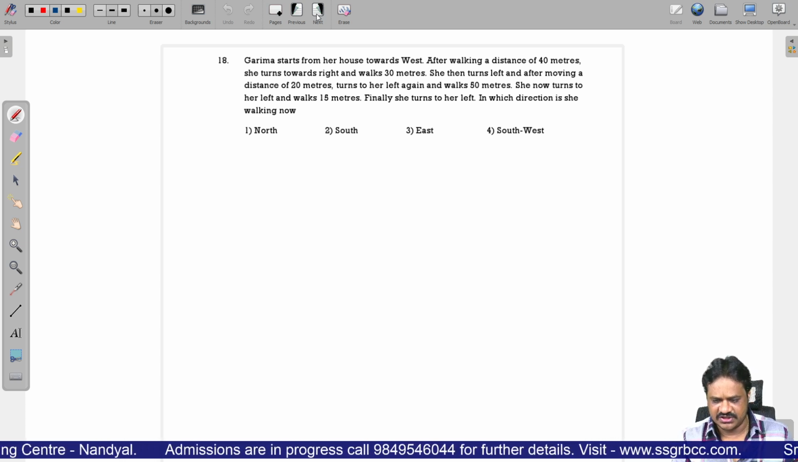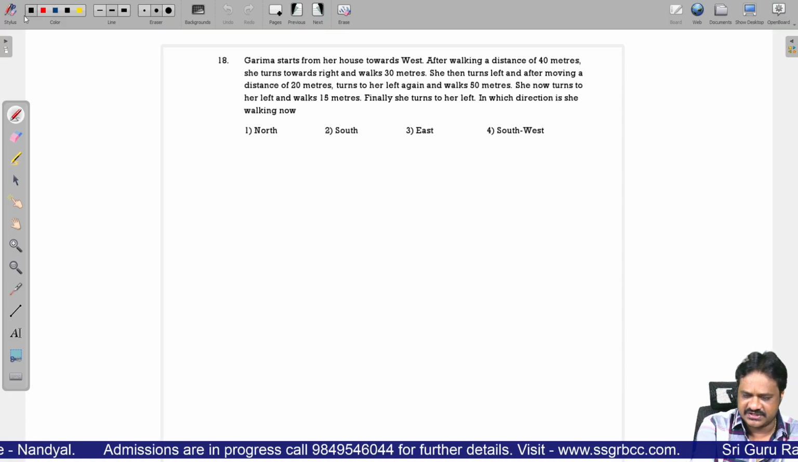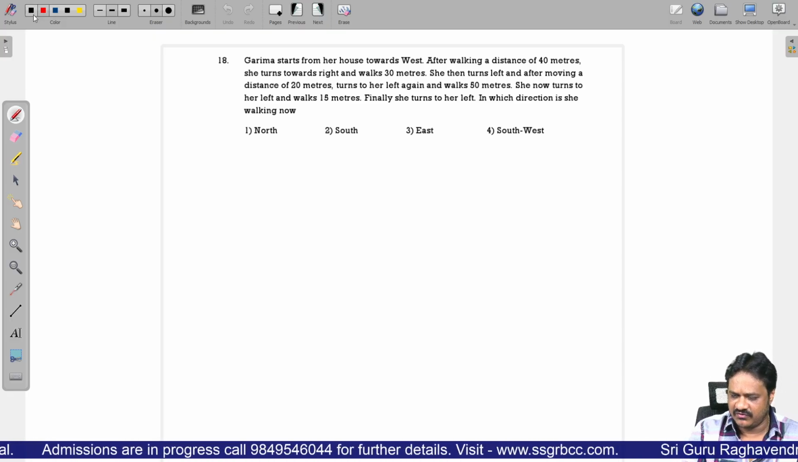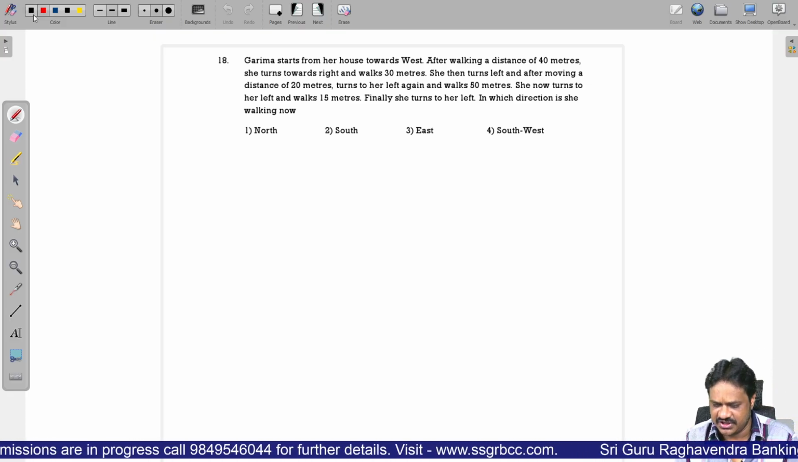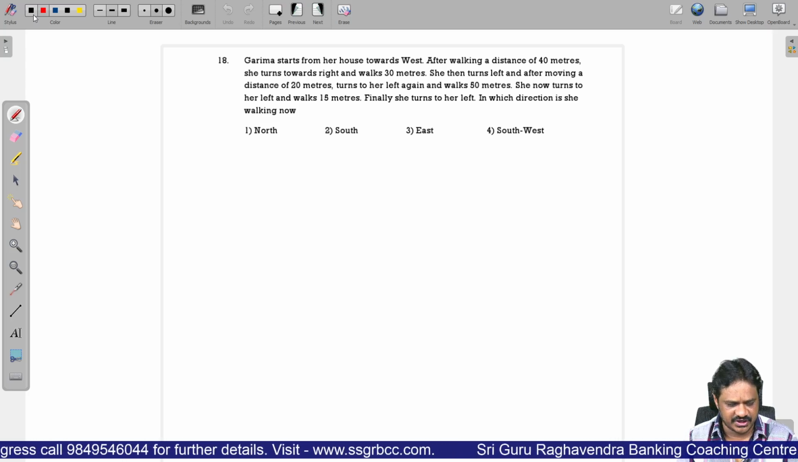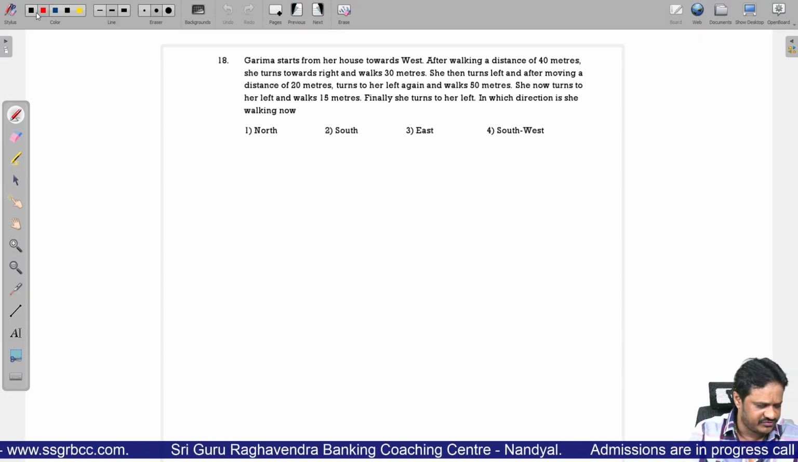Karima starts from her house towards the west direction. After walking a distance of 40 meters, she turns right and walks 30. Then she turns left and moves a distance of 20 meters. Then she turns to her left and walks for 50 meters. Then she turns to her left and walks 15. Finally, she turns to her left. In which direction is she walking now?